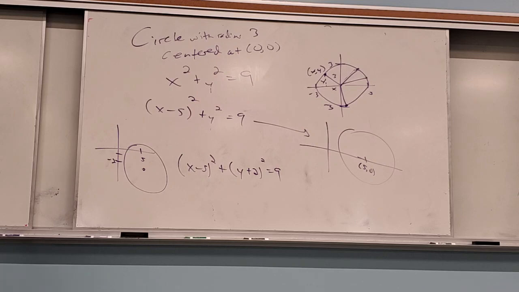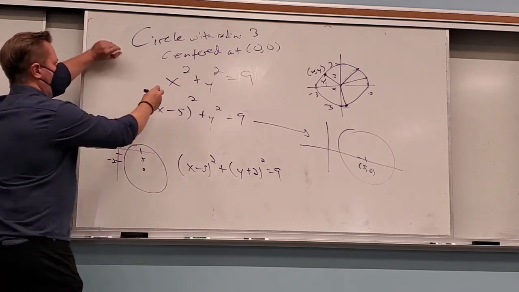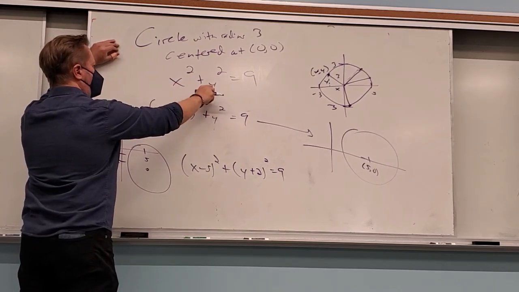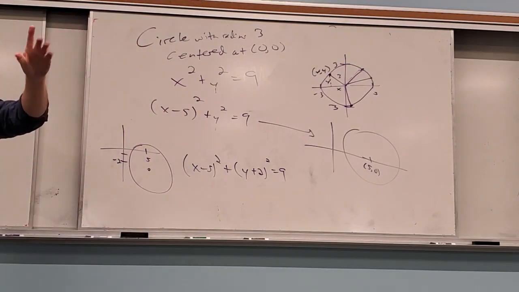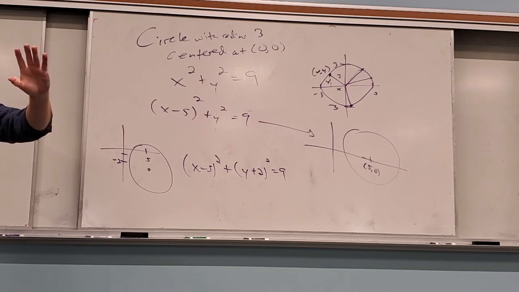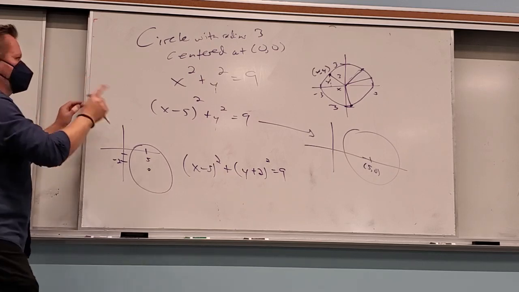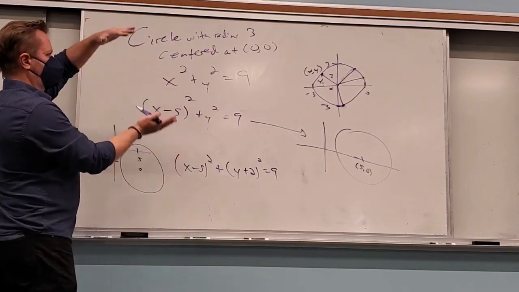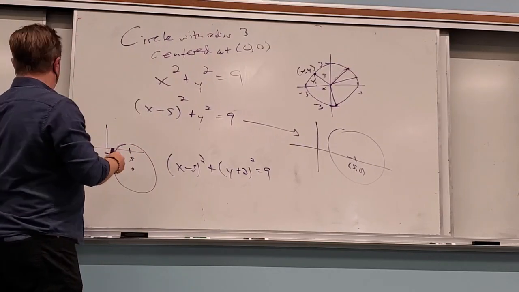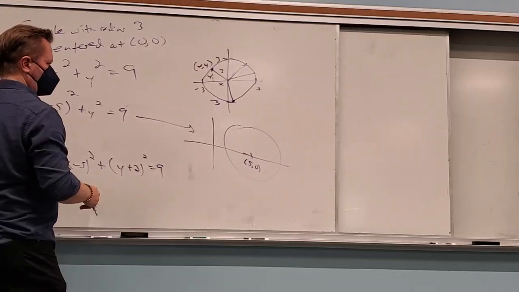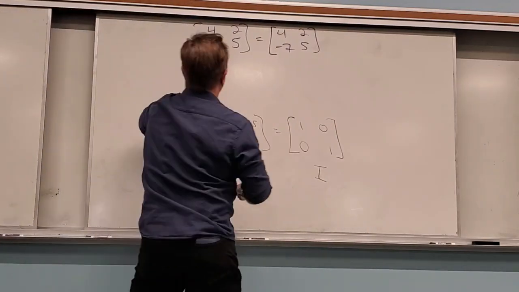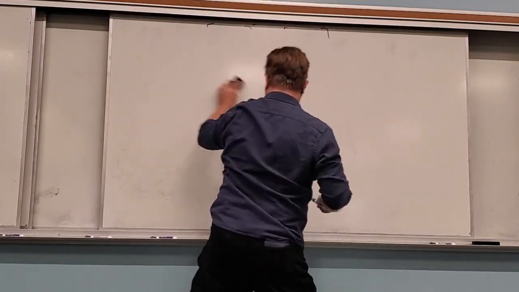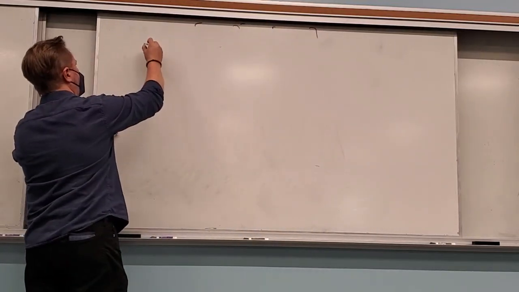Why is this a circle? Because do you see how the x piece and the y piece have the same coefficient? They both have a coefficient of 1 in this case. Are you guys with me? Okay, so let me do one more thing with circles, then we'll talk about a squished circle. Can anyone tell me anything about this circle?